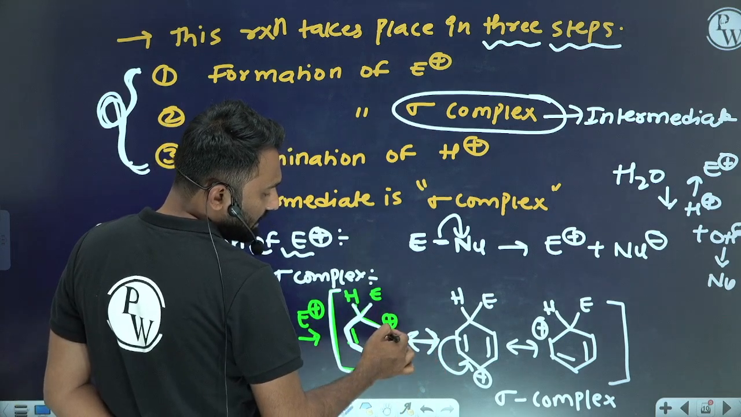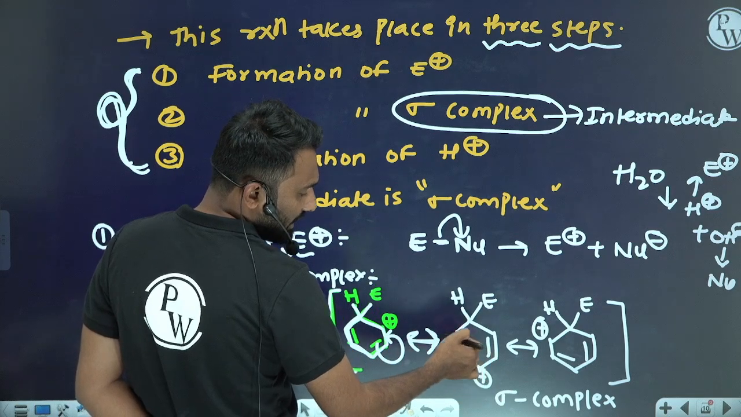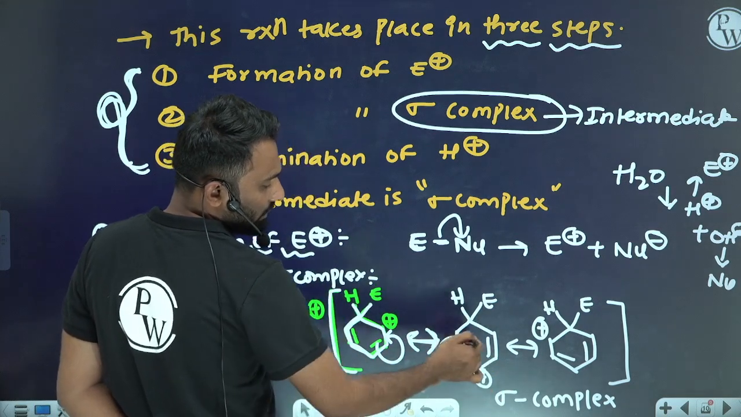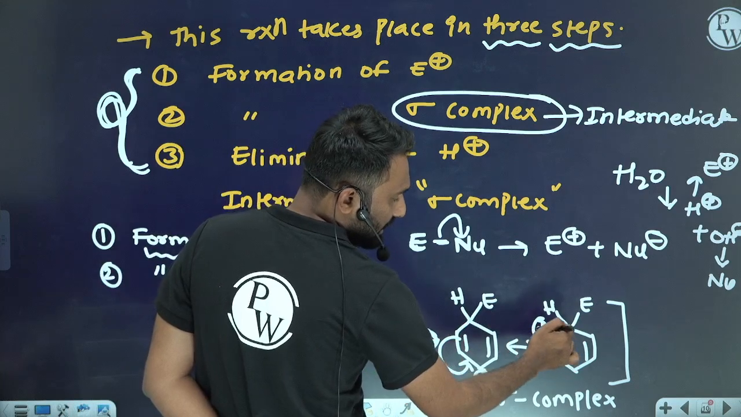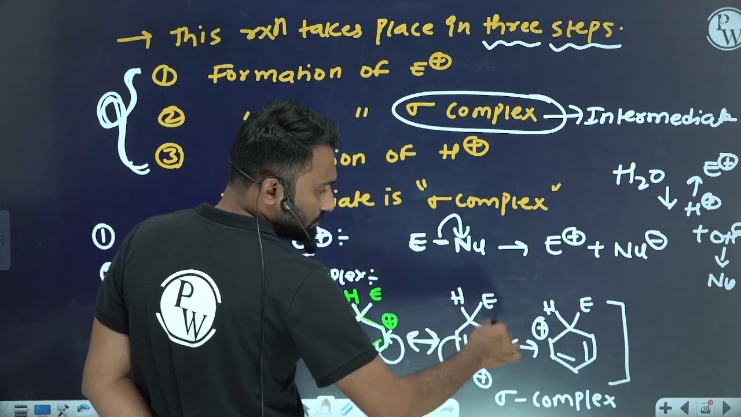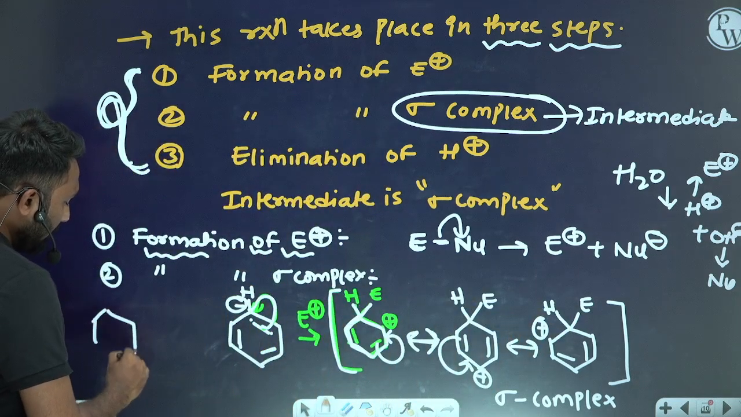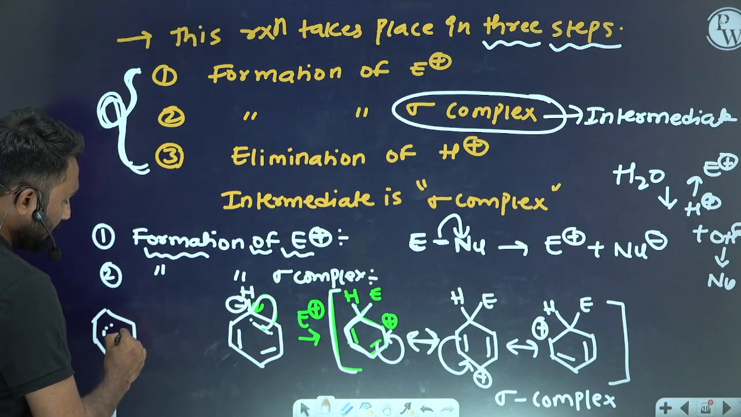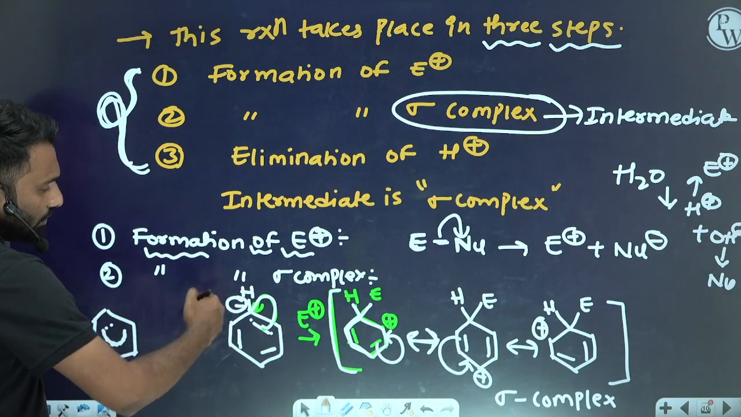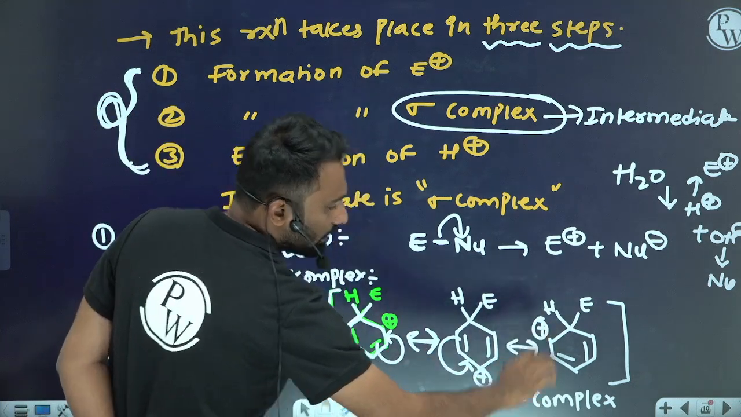When this pi bond has delocalized here, the positive charge comes on this carbon. Next again this pi bond will be delocalized here, and the positive charge comes on the next carbon. Keep on, this chain keeps proceeding. Benzene will show this delocalization around the ring. That's the reason this intermediate is called a sigma complex.